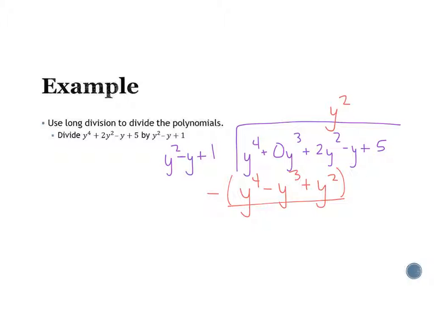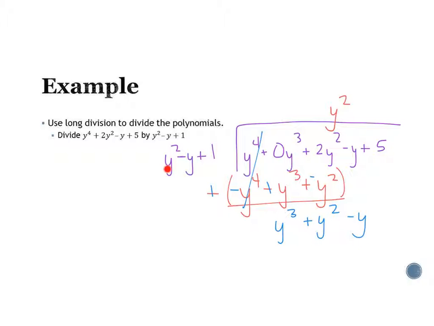If you want to, though, you can distribute, so that becomes a minus, a plus, and a minus. So then y to the 4th minus y to the 4th cancels. 0y cubed plus 1y cubed is going to be a y cubed. 2y squared minus a y squared is going to be a 1y squared, and minus y. So there's our first step. And then we start over.